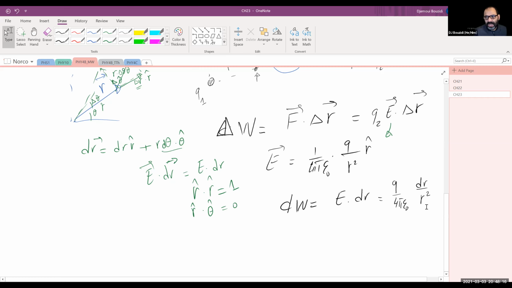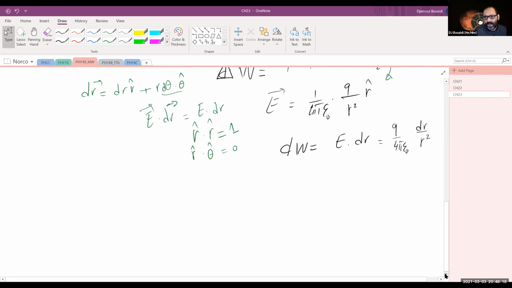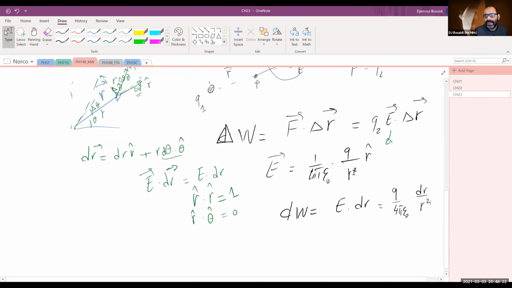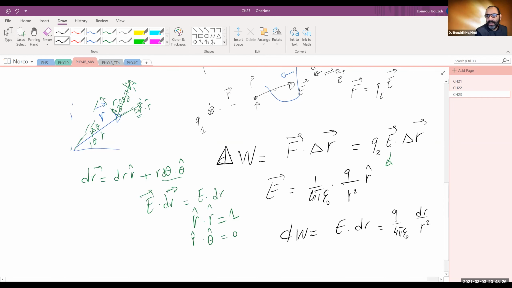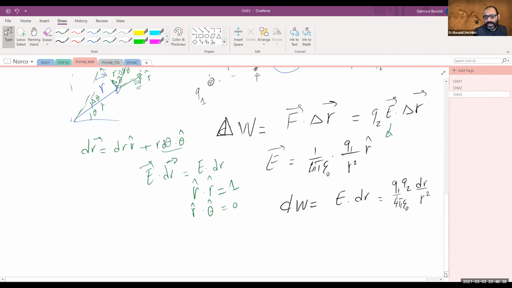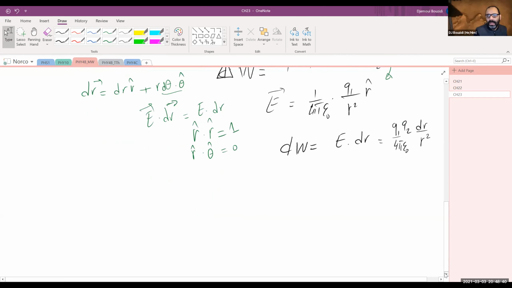But bringing it from infinity to this point requires this amount of work. I'm sorry, this is just the electric field. I need to multiply it by Q2. I forgot to multiply this expression by Q2, because we're bringing Q2, and the electric field is produced by the charge Q1. So I need to put my Q's back in here, because this is energy, so it's going to be in joules now.